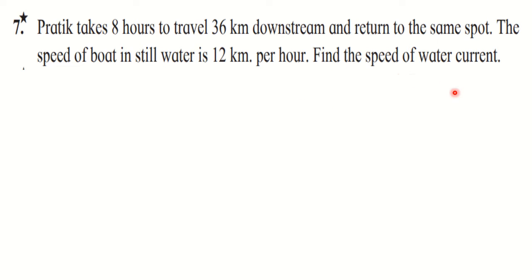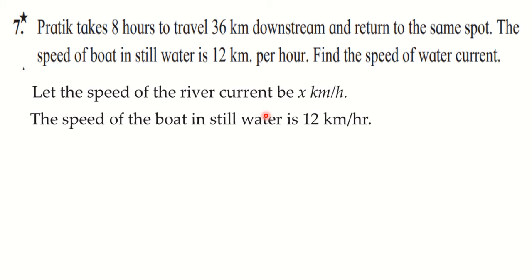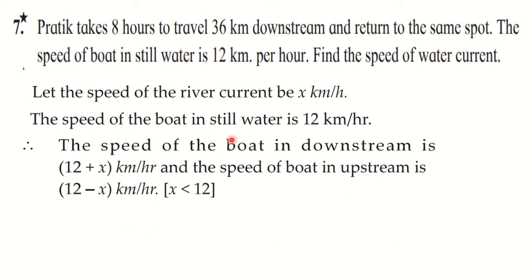Let us take the speed of the water current as x kilometers per hour. This is unknown to us. So from this we can write down the speed of the boat upstream and speed of the boat downstream. Here the speed of the boat in still water is 12 kilometers per hour, which is given to us. As I have said, downstream the speed of the current is going to support the speed of the boat. That is why here addition will take place. Therefore the speed of the boat downstream is 12 plus x kilometers per hour.